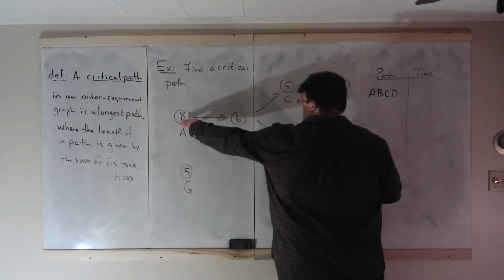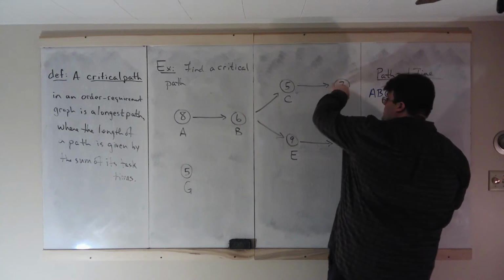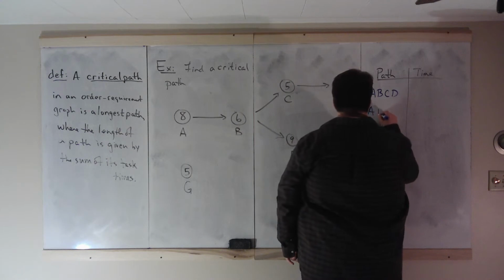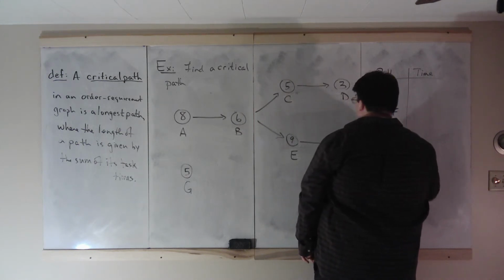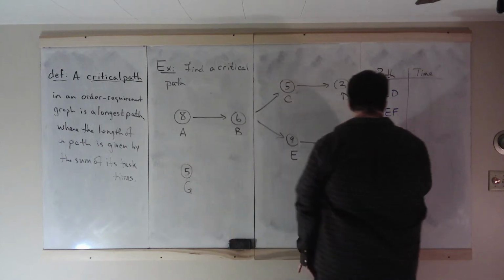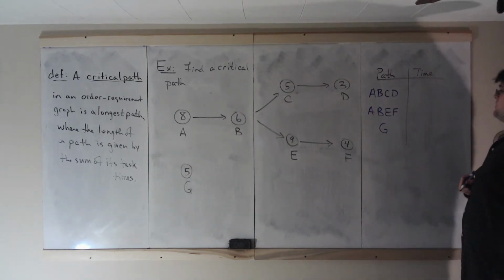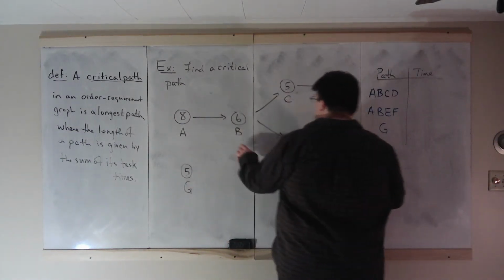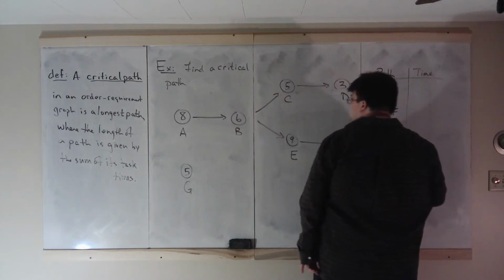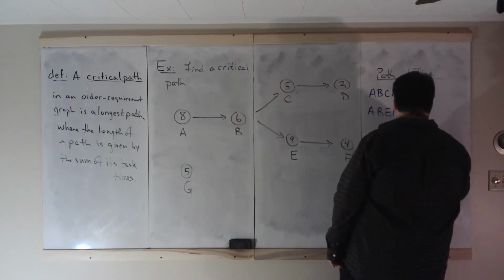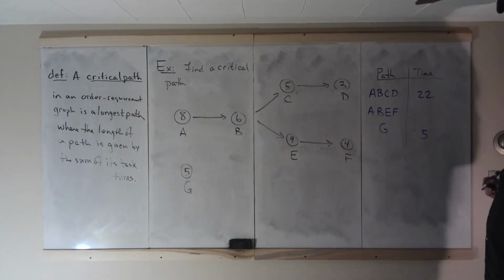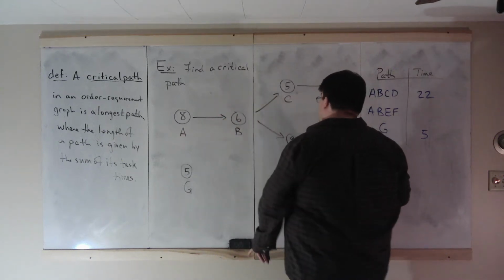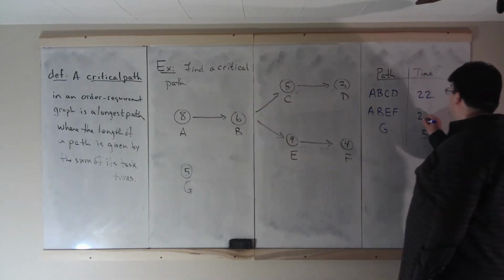So first, we can go A, B, C, D. Next, we can go A, B, E, F. Well, that's all we can do up here, but we also have task G, which makes its own path. So what are the times? Well, A, B, C, D, 8 plus 6 plus 5 plus 3 is 16 plus 6 is 22. Task G is 5, so I'll just fill that in now. A, B, E, F, 8 plus 6 is 14, plus 9, 23, plus 4 is 27.